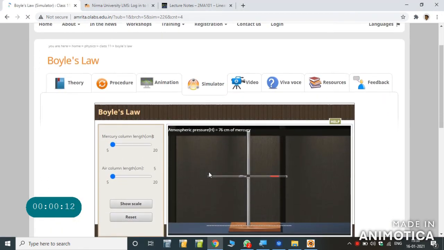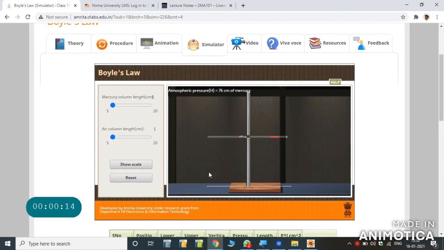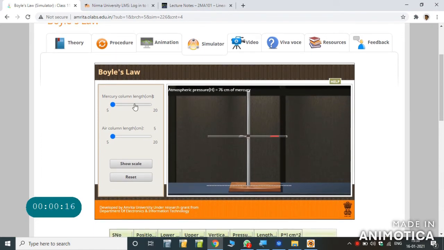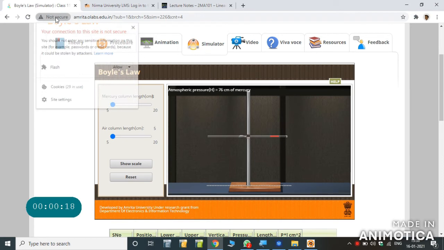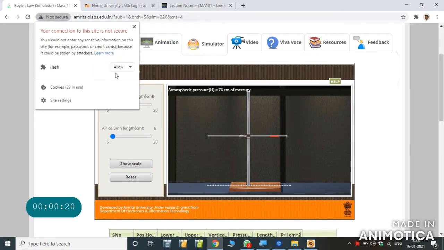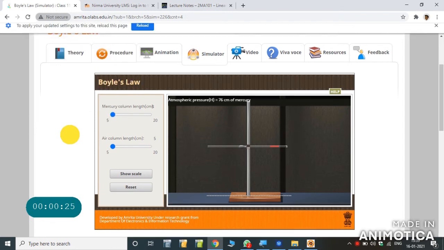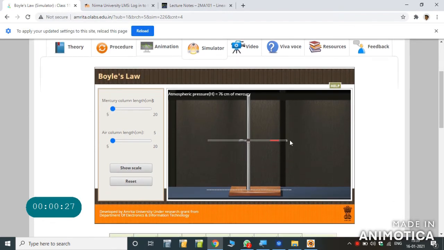This is the simulator of this lab. If it's not coming into your PC, then you can just click on this tab and this Flash Player, click on allow. Here it's actually allowed only. Here this is the quill tube adjusted on the stand in a horizontal position.